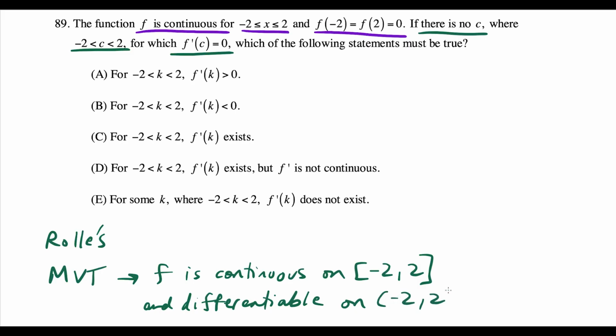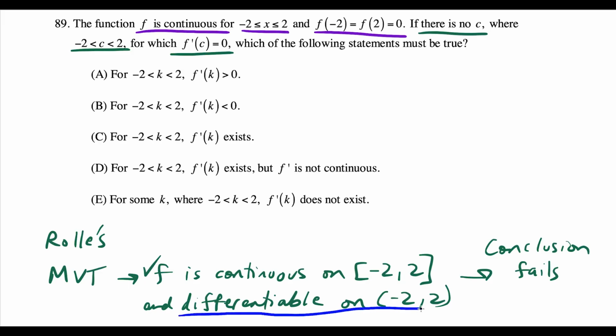So when we look at this here, notice what they're telling us. They're telling us that f is continuous, but the conclusion is not following. Okay, so the conclusion fails. So if the conclusion fails, that means something in this has to fall apart. But since they told us f is definitely continuous from -2 to 2, this condition is satisfied. So that means this is the one that has to fail. So how does this fail? How is f not differentiable from -2 to 2?